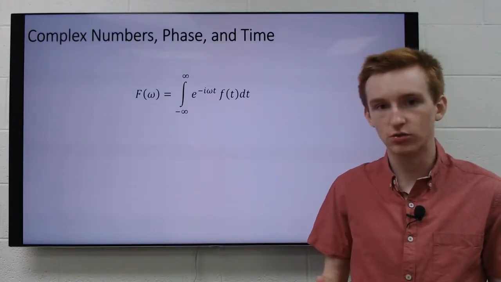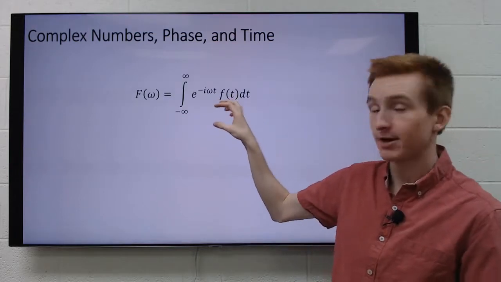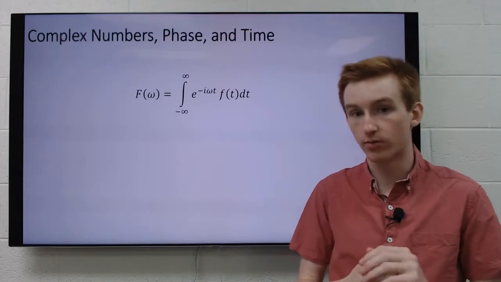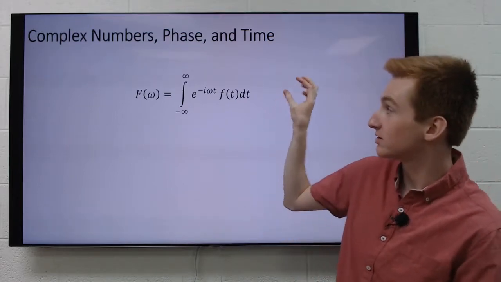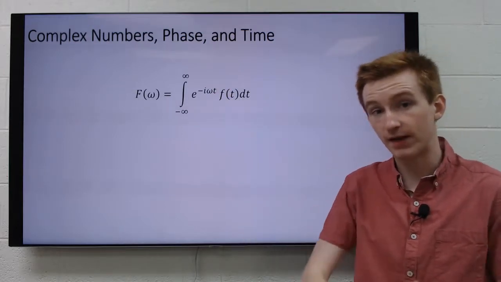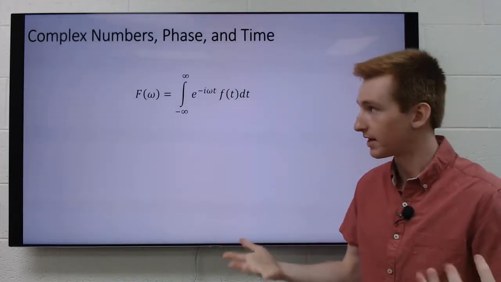But I want to get into why we use e to the minus i omega t, because it turns out it's necessary. You can't just use a sine. A sine will give you the wrong answer. And it turns out this actually is a key component. This e to the minus i omega t gives you the phase and it gives you the amplitude. And I want to explain how that happens.